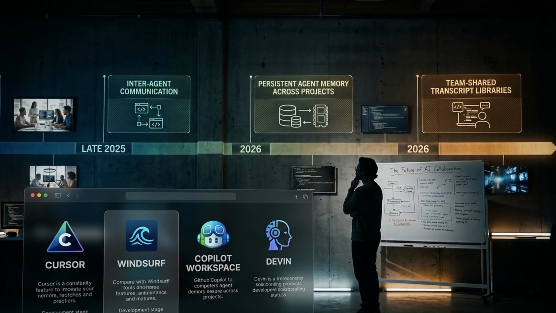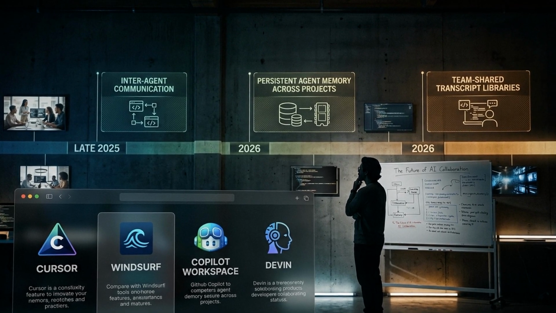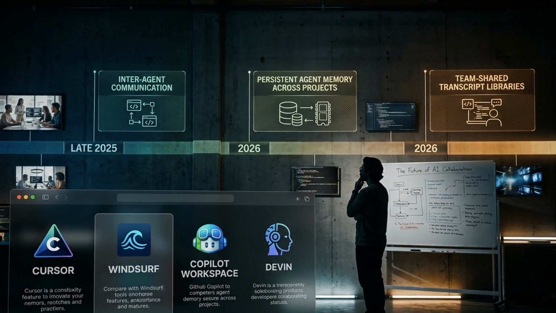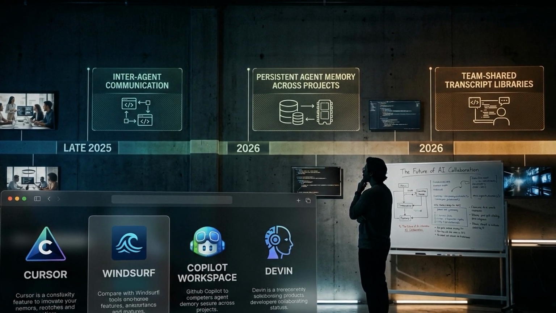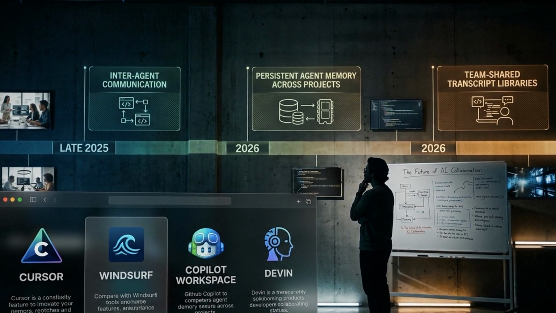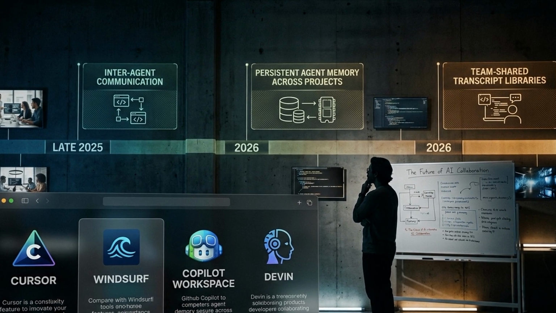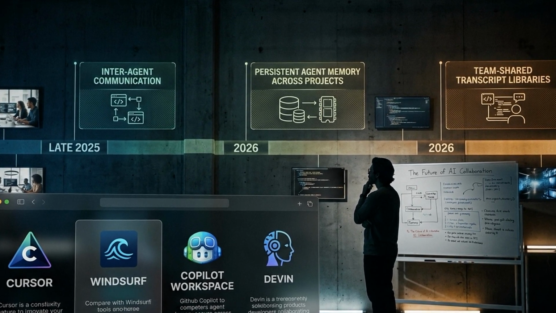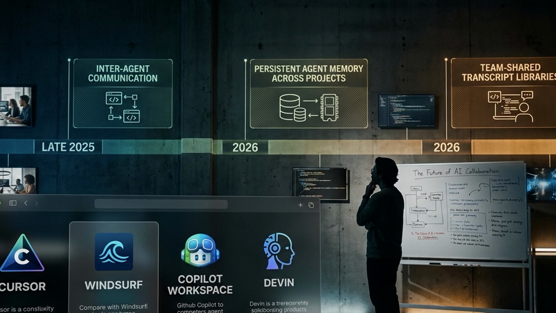Cursor 3.11 is not the destination. It's the proof of concept. The trajectory points toward agents that communicate with each other. One thread flagging a dependency conflict to another, toward persistent memory that spans projects, not just sessions, toward team-shared transcript libraries where collective AI-assisted reasoning becomes a first-class engineering artifact.